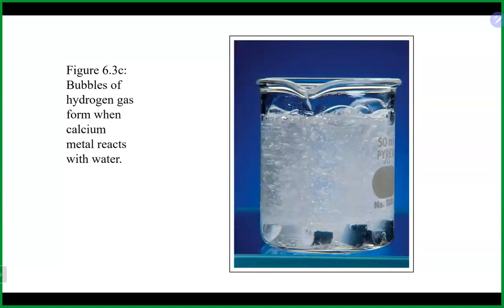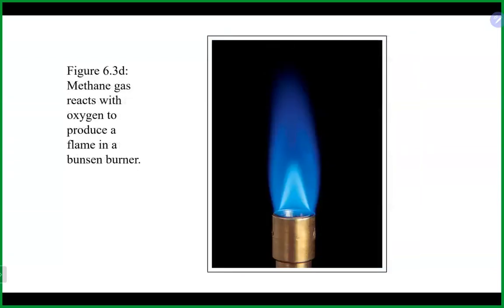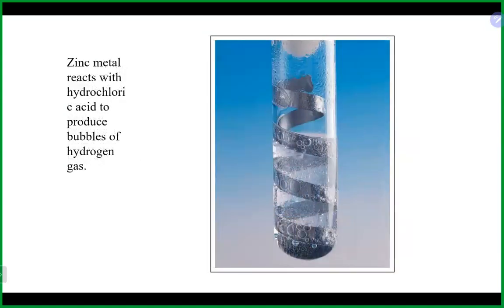Here's our hydrogen gas from calcium reaction with water. And obviously that is also a chemical reaction when we light the Bunsen burner. It's basically a combustion reaction, creating a flame and obviously heat coming off of it. And then some zinc and hydrogen gas.